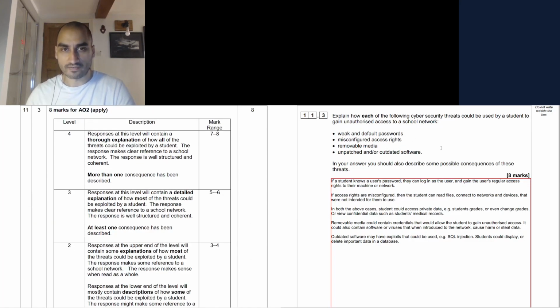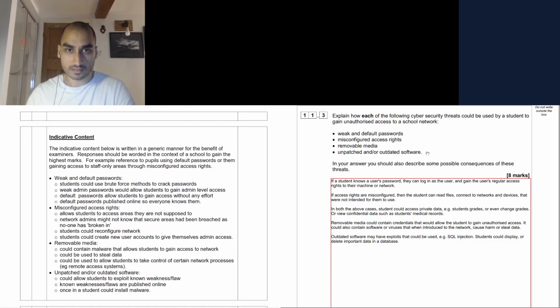Response to this is a thorough explanation of how all of the threats could be exploited by a student. This was a clear reference to a school network. I did do that. More than one consequence has been described. I reckon I should get full marks here, if I've hit some of these. Students could use brute force, weak admin passwords could... Oh, they wanted to know what flaws in password. I didn't know what they were asking for. They're asking how a student could get a password. They didn't really ask that in the question. They just said how each of these threats.